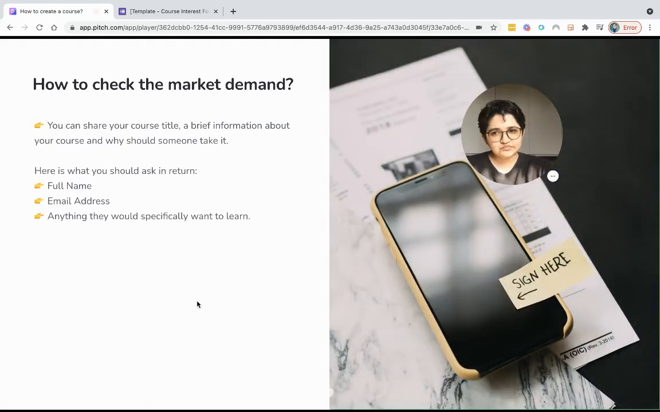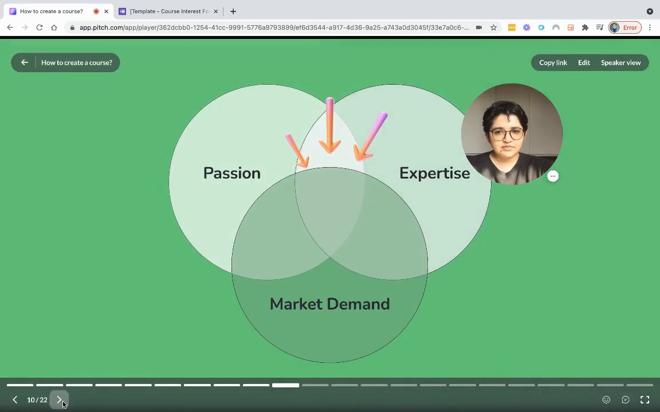So yeah, again, as I've explained, mention the course title, brief information about your course, and brief information about yourself, and then ask people to share their name, email addresses, and anything they specifically want to learn. And you can take it up a notch by asking people to mention how much they are willing to pay to take your course as well. This is how you check the market demand.